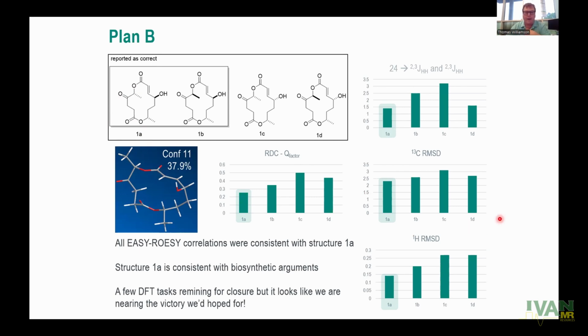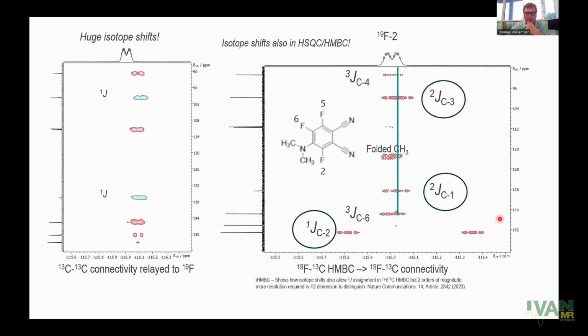So we're very happy that it solved the problem, but clearly this wasn't a one size fits all type of experiment. And we wondered what would happen in the next case whenever we ran into such a problem. Along these times, we were working on some fluorine detected experiments, looking at fluorine detection of carbon-carbon connectivity, C13 connectivity. So basically like a fluorine detected INADEQUATE type experiment. And in this case, you can actually see substantial isotopic shifts here. And you can see in the F2 dimension that these correlations don't really line up.